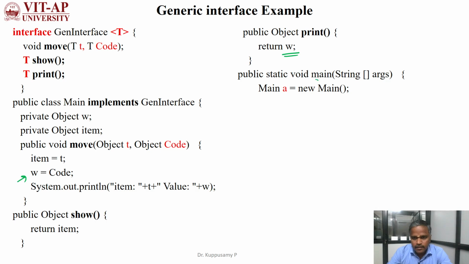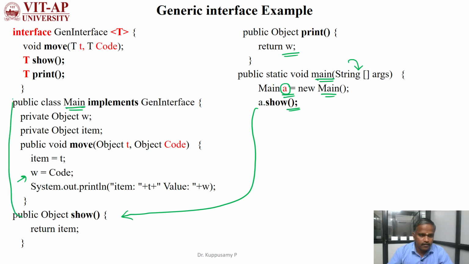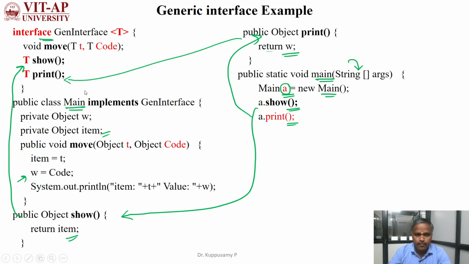Now the main method is defined with the string arguments received from the command line, and the object a is declared by using the constructor of the main class. Then I'm calling a dot show. When you are calling a dot show, control is passing over here, which is overriding the method declared in the interface, which is just returning the item. So this item we are receiving from here. And the next one is the print method. When you are calling it, control is passing over here. This is also just returning, but it is overriding the print method.